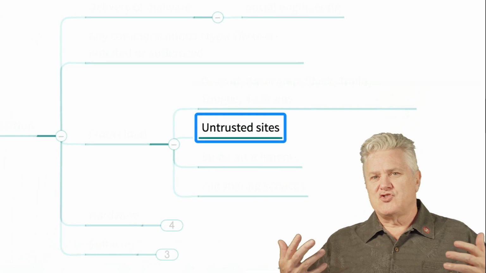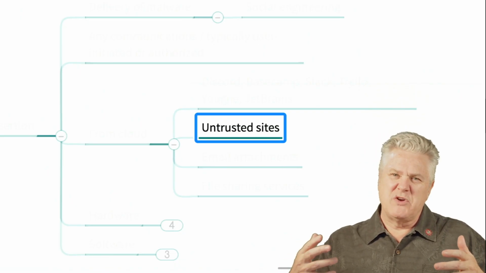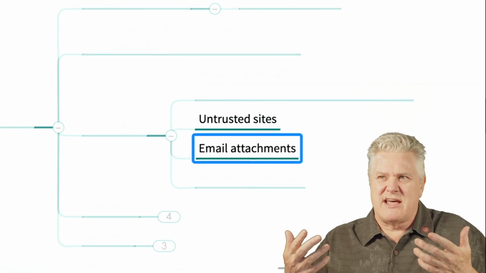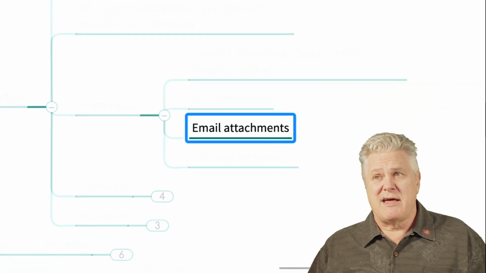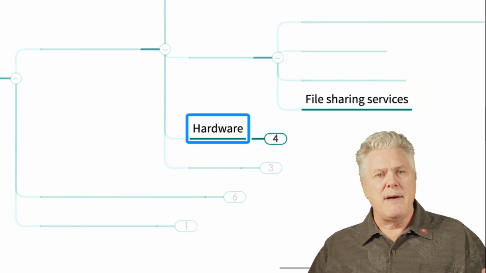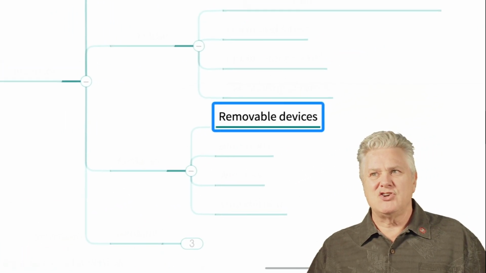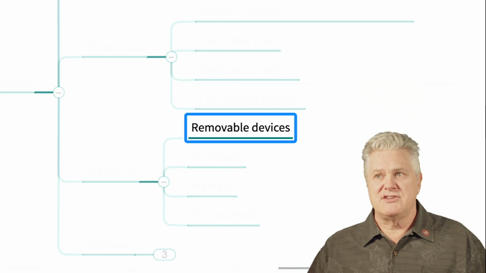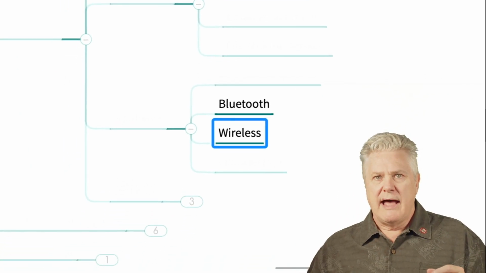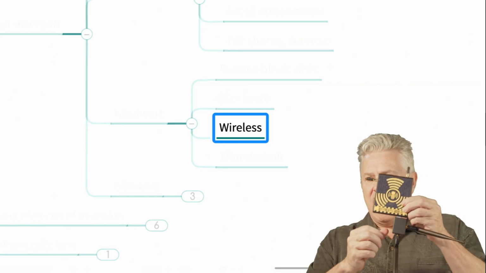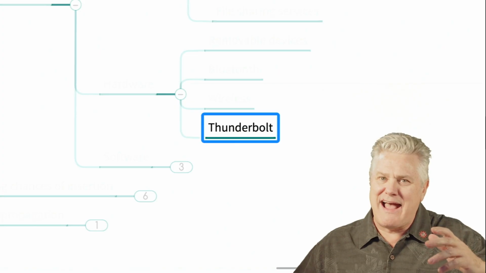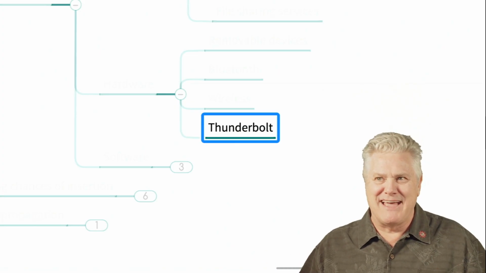Basically, these are untrusted sites. Well, we trust them a little bit as an end user. We trust the content, but then there's that other stuff there. We could also think about email attachments and file sharing services. Now that's from the cloud. What about hardware? Well, yes, there's a bunch of hardware out there. Removable devices? How about Bluetooth? I've got a little Ubertooth right here. How about wireless? I've got a Wi-Fi Pineapple right here. How about Thunderbolt? I don't have that one from Hack5 yet, but I'm getting that one.